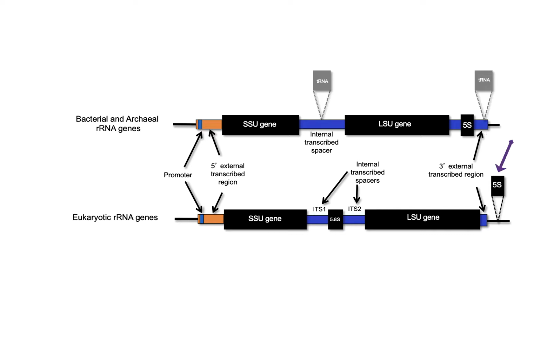The 5S gene in eukaryotes can be either in this location, or they can be on different chromosomes at a distant location. And remember that the ribosomal RNA genes are transcribed by RNA pol 1, and the 5S genes are transcribed by RNA pol 3. So that 5S gene can actually be transcribed in either direction.